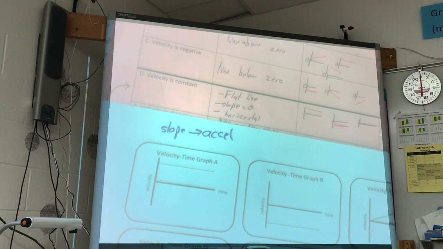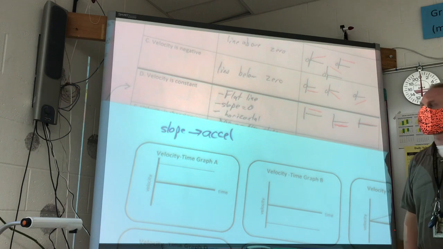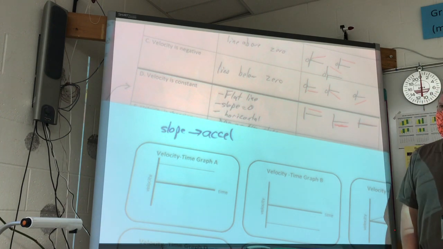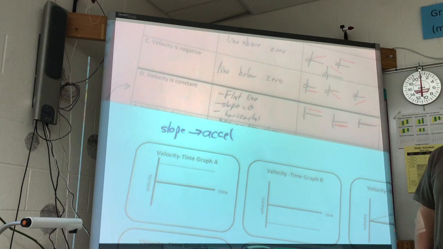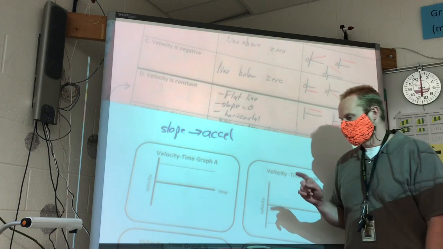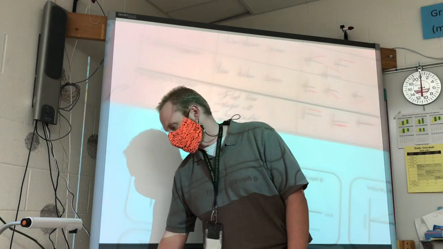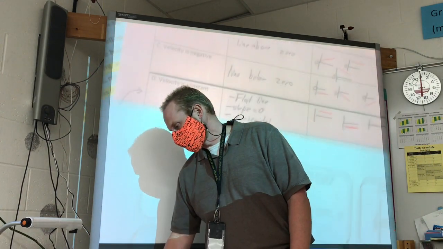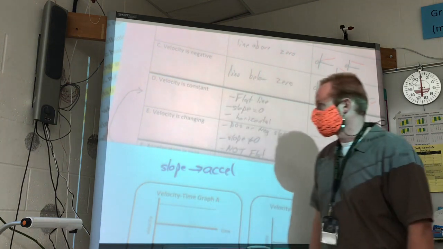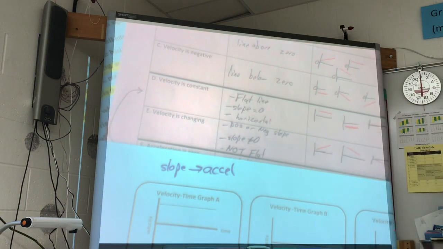Or we make up numbers. It doesn't matter what numbers we make up, we just have to follow certain trends. So no acceleration happens when there's no slope. Slope is 0 means acceleration is 0. Acceleration 0 means your velocity is constant.